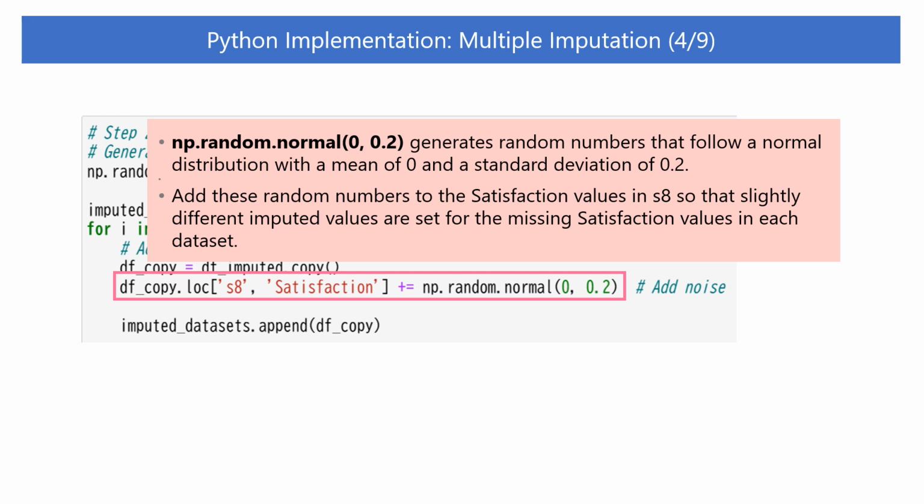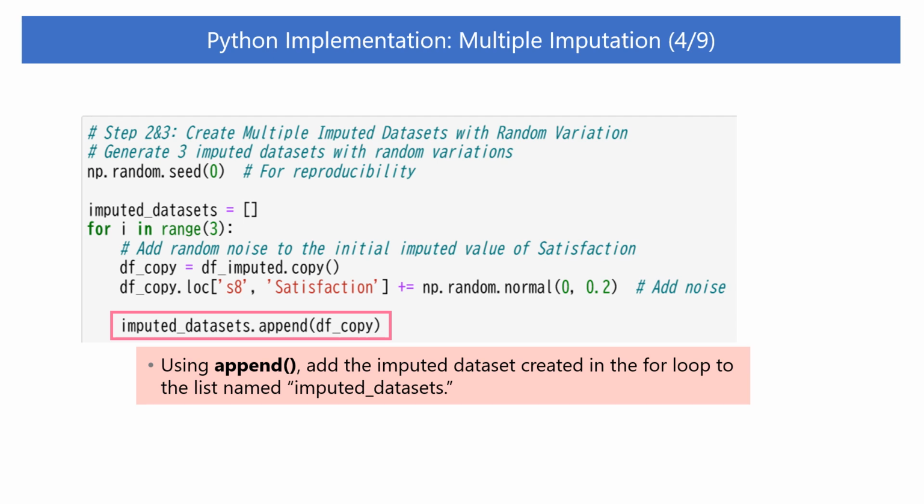In the next line, NumPy random normal 0, 0.2 generates random numbers that follow a normal distribution with a mean of 0 and a standard deviation of 0.2. We add these random numbers to the satisfaction values in S8. By doing so, slightly different imputed values are set for the missing satisfaction values in each dataset. Finally, using the append method, we can add the imputed dataset created in the for loop to the list named imputed_datasets.